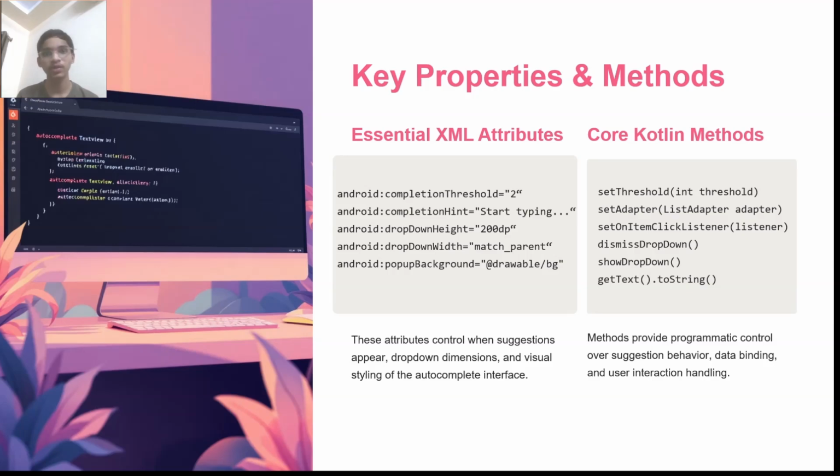We also have methods like dismissDropDown to hide the suggestions and showDropDown to make it appear on demand. And finally, the getText().toString() method. This is used to retrieve the actual text that the user has typed or selected. So in short, XML attributes handle the layout and styling, while the Kotlin methods give us the programmatic control over user interactions, data binding, and dropdown behavior.